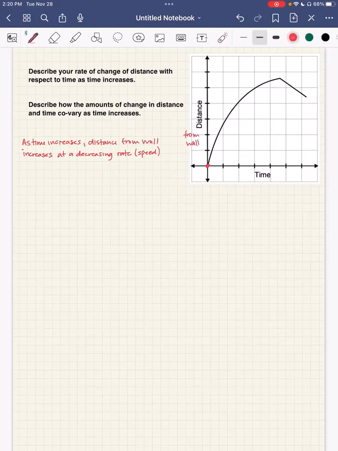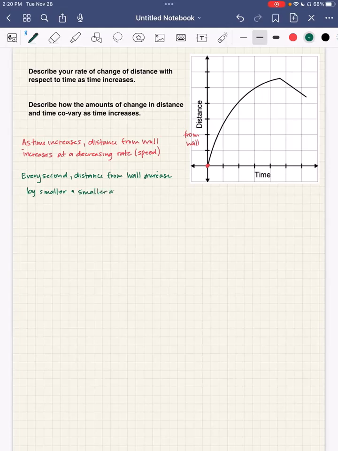And so if we did that in terms of amounts of change, that would be saying something like, hey, every second, your distance from the wall will increase. I can't spell, sorry. But we would say by smaller and smaller amounts.